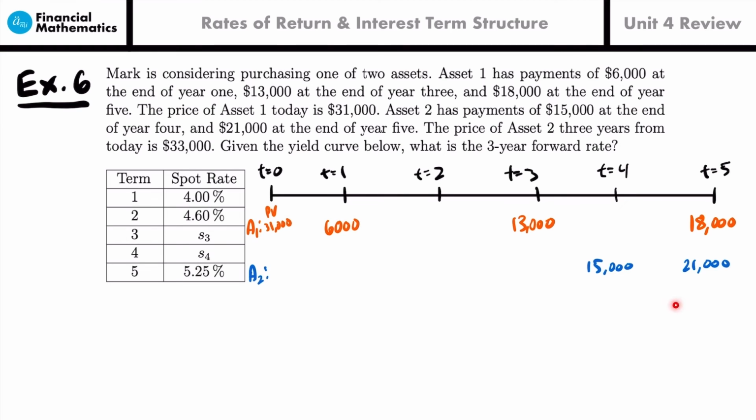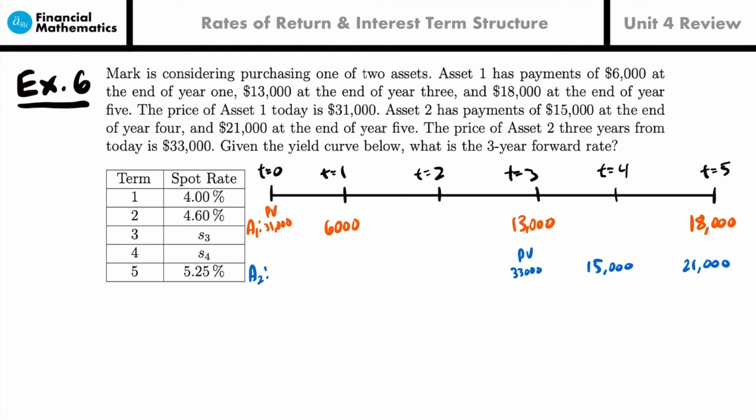Okay, and then we also know that the price of asset 2, 3 years from today, is $33,000. So that's telling us that the present value at time equals 3 is 33,000. In this case, the present value is 33,000 and it's valued at time 3, not time 0. So this is the information that we have been given in this problem. This is what we know, and we need to use this information to find a 3-year forward rate.